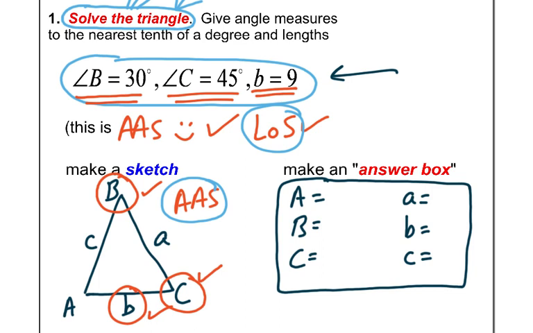So why don't we fill in some things? They already gave us angle B is 30 degrees. That's our capital letter B. We have angle C is 45 degrees, capital letter C. And side b over here is 9. So that means I need to find angle A and side c, and then I'll be all done.